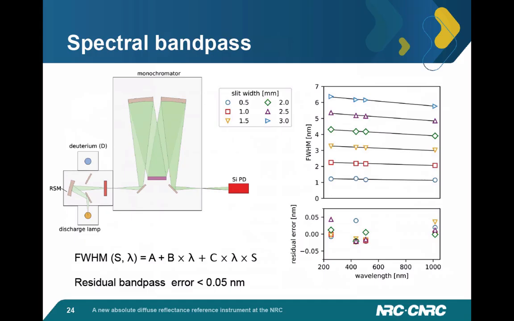The spectral bandpass is characterized in a similar fashion. We've looked at 4 different lines from a mercury discharge lamp as a function of slit width, and pulled out the full width at half max by fitting to a triangular wave function. This is the data shown here. And this entire data set is well fit by an expression that's linear in slit width and bilinear in slit width and wavelength. In fitting to this expression, we end up again with modest residual errors on the order of 0.05 nanometers.